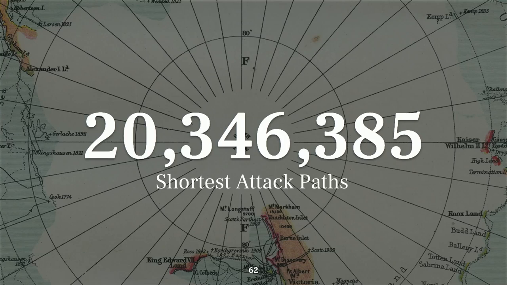So, shortest attack paths, we look at in customer environments, and this is how many attack paths we found in one of those networks. This network had 8,000 computers. All of the possible shortest attack paths from any user to domain admins, the domain root, the domain controller, whatever, 20,346,385. I don't know about you, but I don't want to go through each one of those.